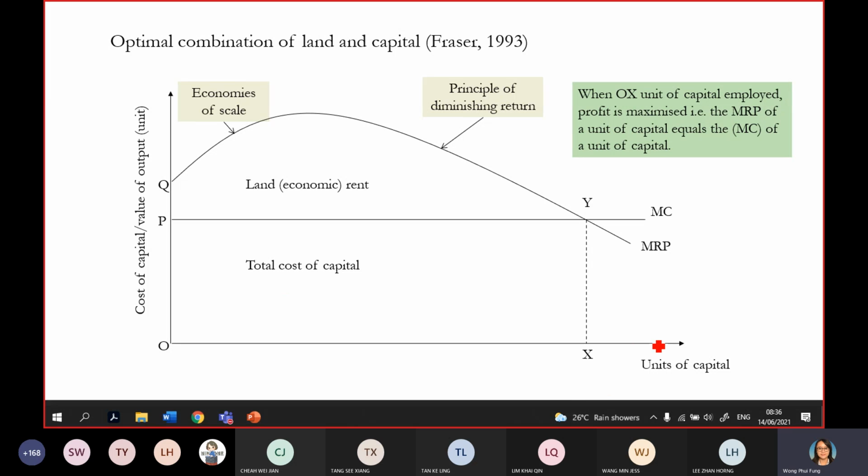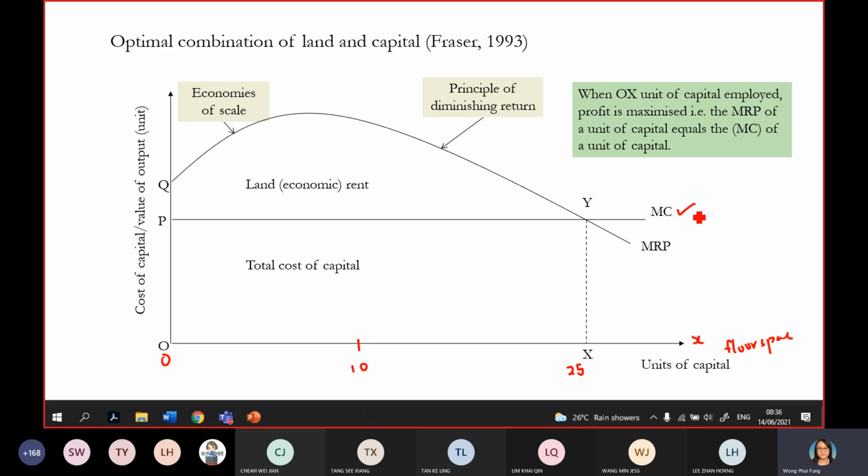Okay, so here the x-axis is the unit of capital, meaning your floor space, how high your building is. The y-axis will be your cost and revenue. For example, here 0 floor, here 10 floors, here maybe 20 floors.